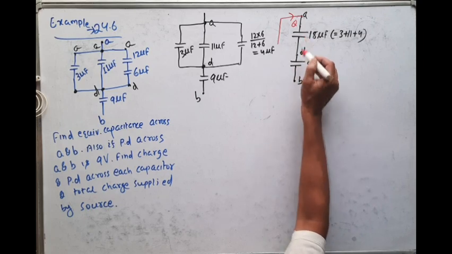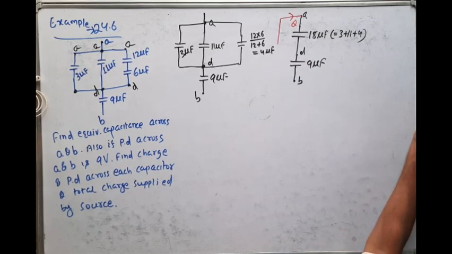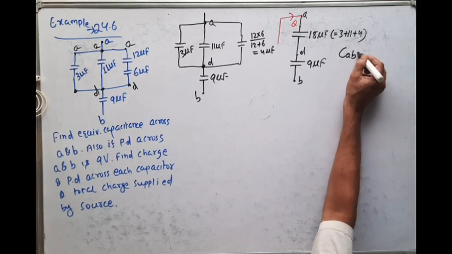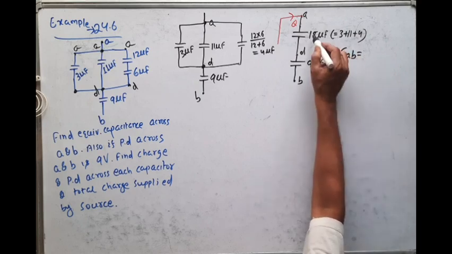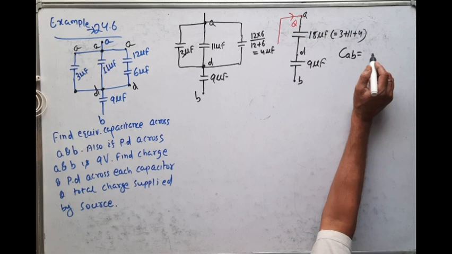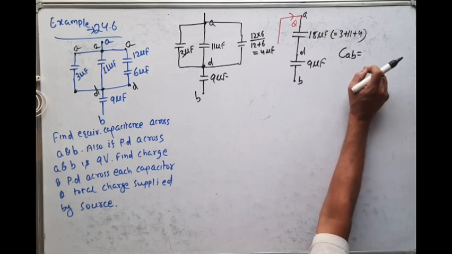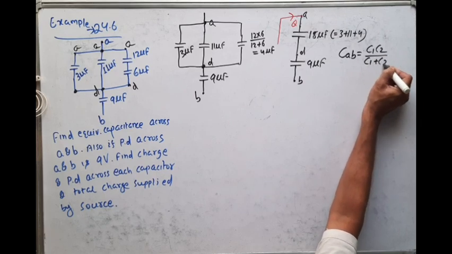So that means these two are in series connection. If it is a series connection, then what is the equivalent capacitance? CAB is nothing but this and this in series, that is C1 into C2 by C1 plus C2. You know 1 by equivalent capacitance C is equal to 1 by C1 plus 1 by C2. So equivalent capacitance will be C1 C2 by C1 plus C2.